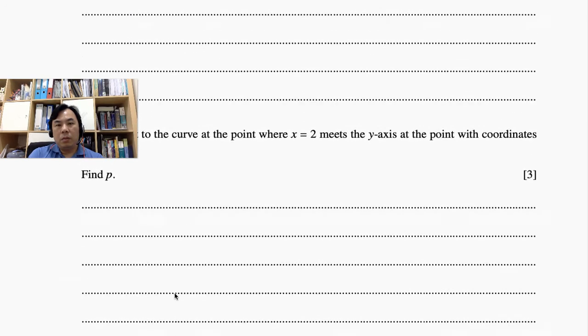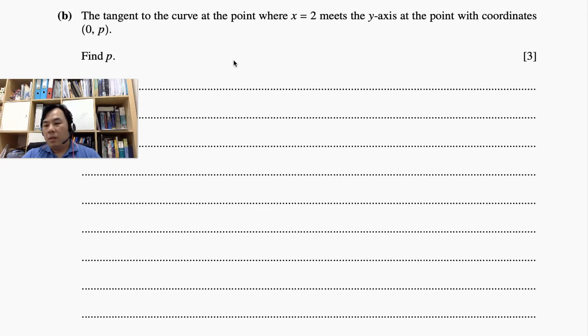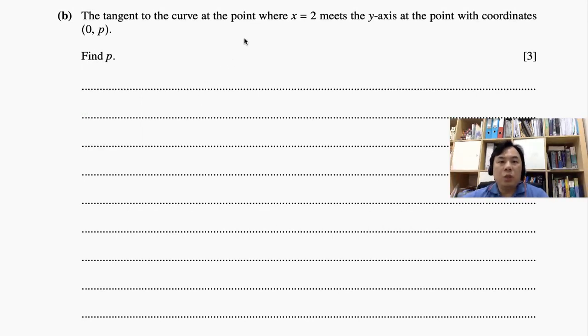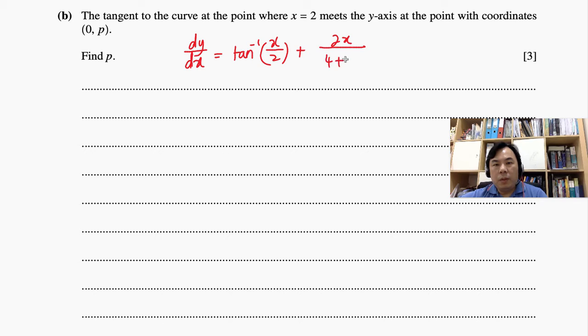Okay, this is where we are. The tangent to the curve. Yep. Don't forget, I'm going to rewrite my dy dx one more time. Okay, my dy dx is actually tangent inverse x over 2 plus 2x over 4 plus x squared. Now there's my dy dx. Second question, B. The tangent to the curve at the point where x equals 2 meets the y-axis at the point with coordinates 0, comma p. We need to find the p.